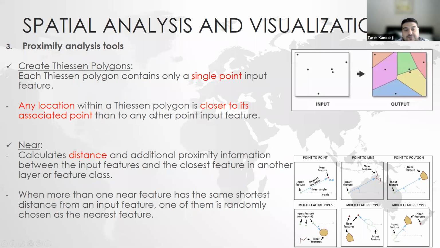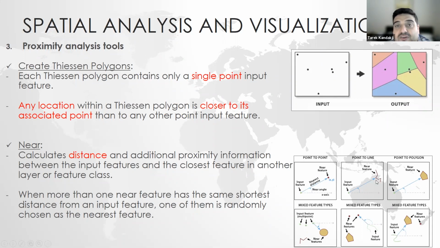Now, the next proximity analysis tool is Near. It calculates distance and additional proximity information between the input features and the closest features in another layer or feature class. It tells you what's the nearest point. When more than one near feature has the same shortest distance from an input feature, one of them is randomly chosen as the nearest feature. For example, you can have point to line, point to point, point to polygon, or mixed. So let's say you have a road line here.